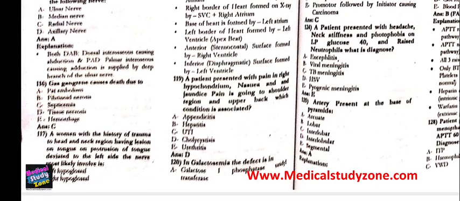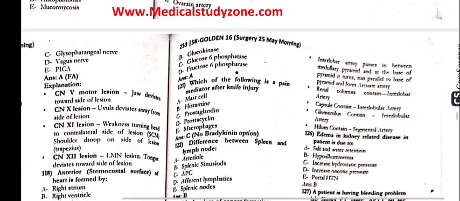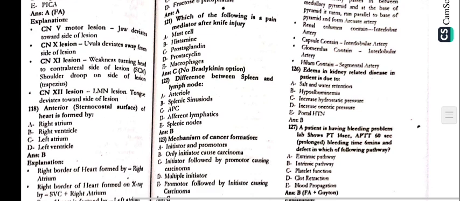119, the patient presented with pain in the right hypochondrium, nausea, and jaundice, pain is going to the shoulder region and the upper back. Which condition is associated? That is the D, that is the cholecystitis. Next, 120, in galactosemia, the defect is in, that is alpha. Next, 121, which of the following is a pain mediator after the knife injury? That is Charlie, the prostaglandin.